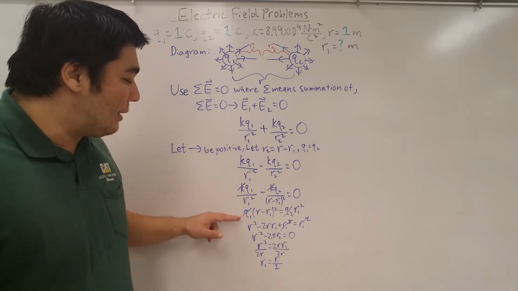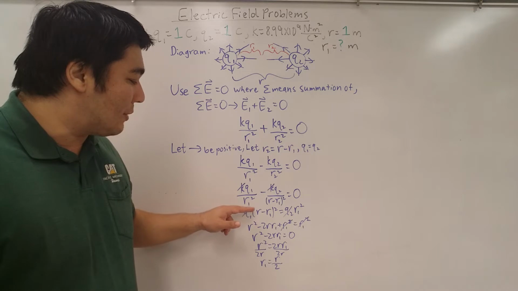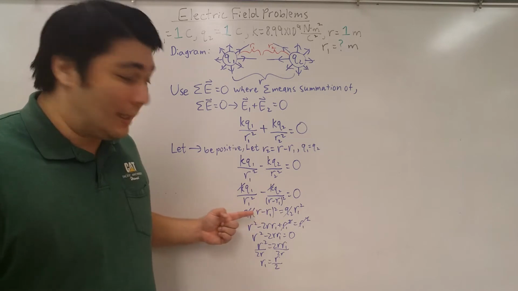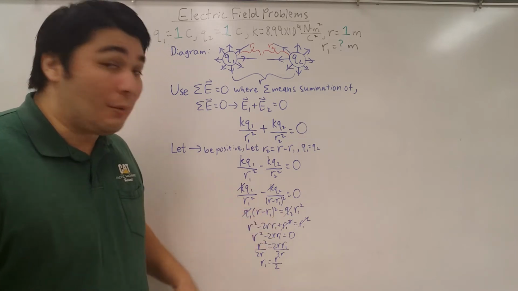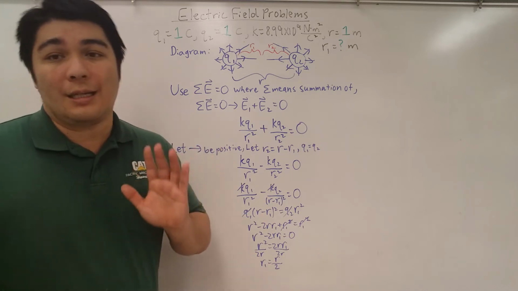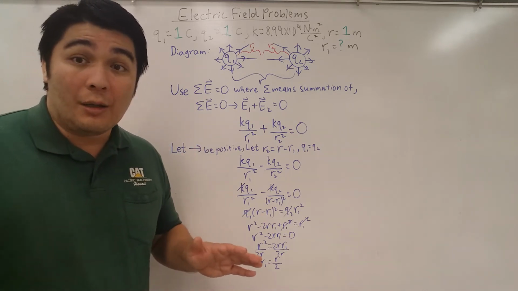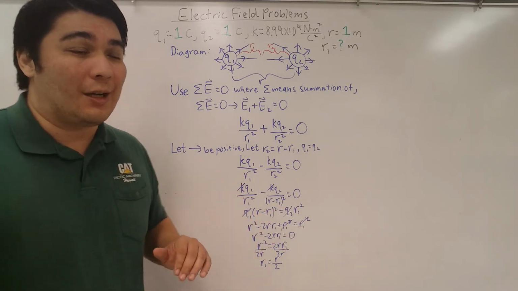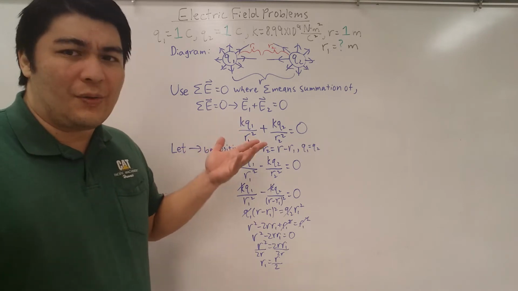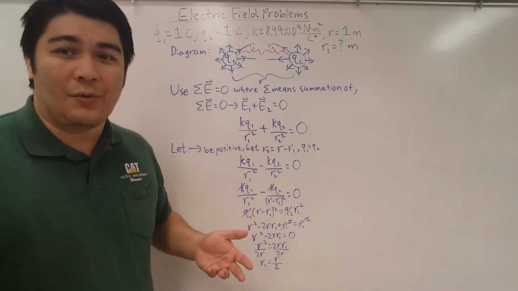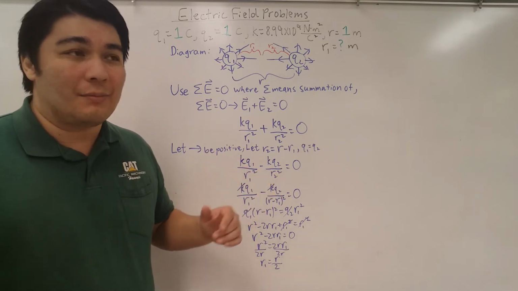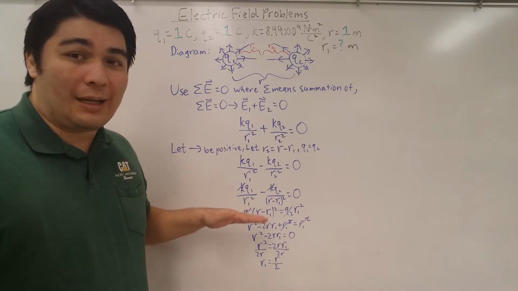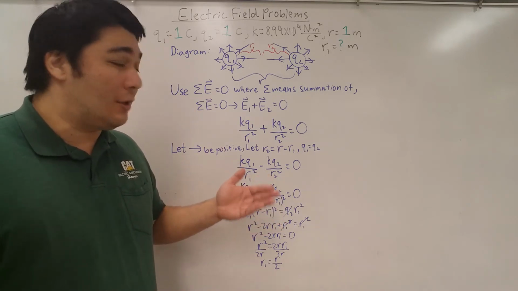The difference is when you get to this step: Q1 times (R minus R1) quantity squared equals Q2 times R1 squared. Notice that I canceled Q1 and Q2 because they're equal. Of course, there is an exception: if the charges are 0, you can't do this because 0 divided by 0 is undefined. But if you had 0 charge, you wouldn't have an electric field, so that would be a moot point. In this case you can assume Q1 and Q2 are not 0.